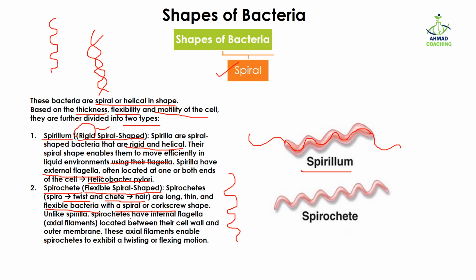When you say internal flagella, it means that they are located between the cell wall and the outer membrane, starting from here, from the space between the cell membrane and cell wall. Because of this arrangement, they can move more flexibly and they can also perform twisting motion. So you can see, in comparison to the spirillum, they are thin but they are more flexible. So that's why we call them spirochetes.